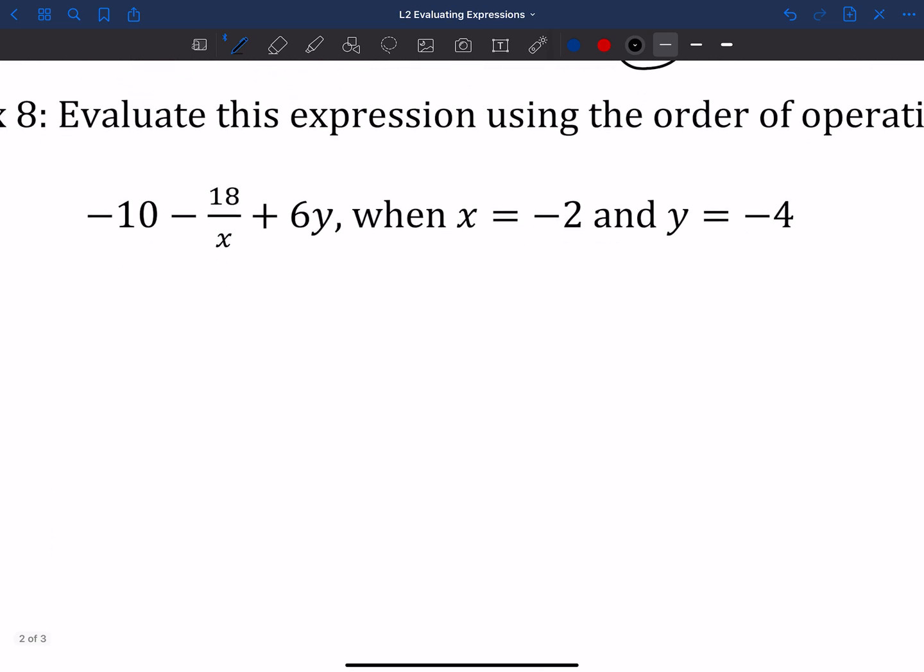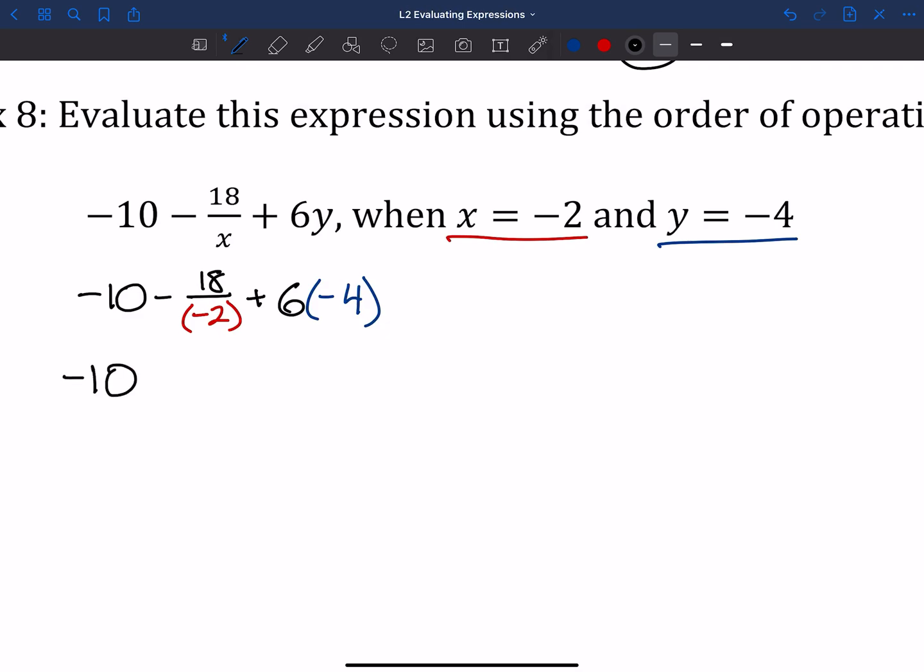So this one's kind of similar to some of the other things we've been doing. Let's talk through this one too. All right, it's the same kind of deal. We've got an x, we've got a y. We're going to plug them into the right spots. So this will be negative 10 minus 18 over the x, which is negative 2, and then plus 6 times the y, which is negative 4. All right, so, oops, I'm getting a little bit ahead of myself. Let's talk through this first.